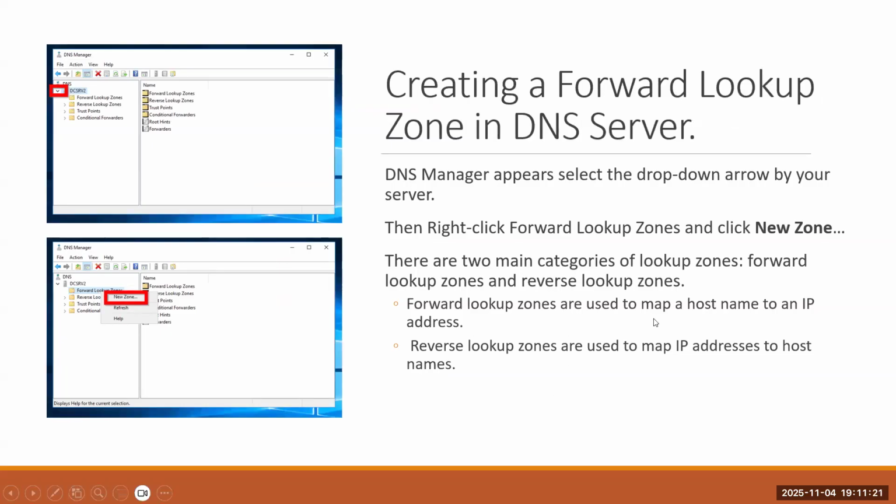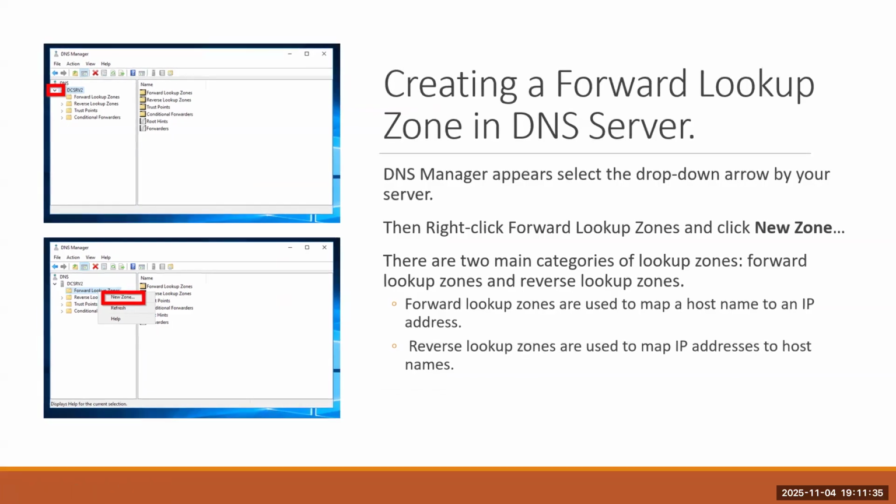See, forward lookup zones are used to map host names to an IP address. Easy peasy. Reverse lookup zones are used to map IP addresses to host names. DNS is going forwards and backwards. It's essentially what it is for DNS. You're really configuring nuts and bolts with it when you do this. That's all it's for.